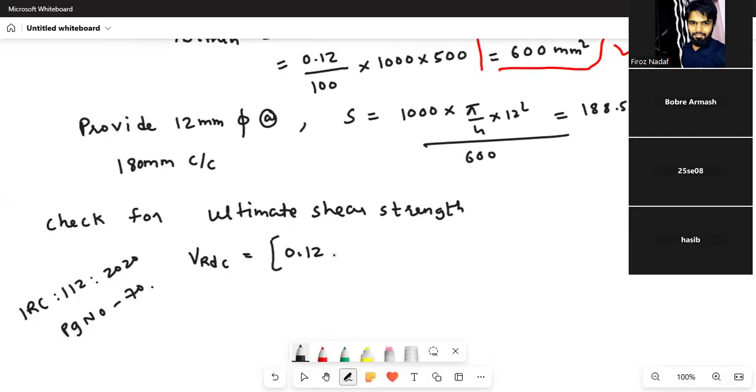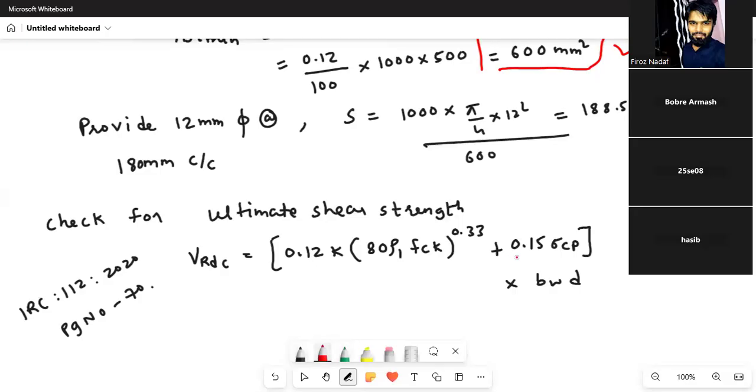0.12 K bracket 80 rho 1 FCK bracket close to the power 0.33, plus 0.15 sigma CP bracket close into bW into d. So this is the formula they have given in IRC 112 for the ultimate shear strength.